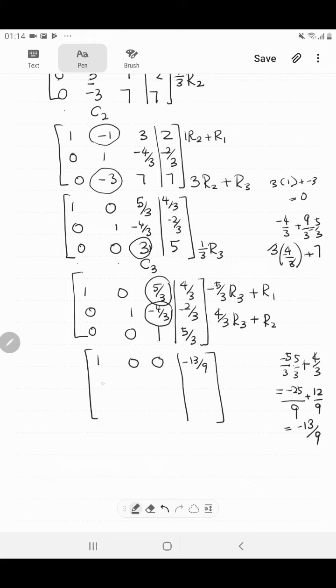Same thing with row 2. You already have 0, have 1, that will not change actually. And this is also designed to be 0. So you need to worry about 4 over 3, multiply with row 3, but added to row 2. So that is a 9 again, 20 plus, so you make it another 9 and you have negative 6. So that is a 14 over 9.